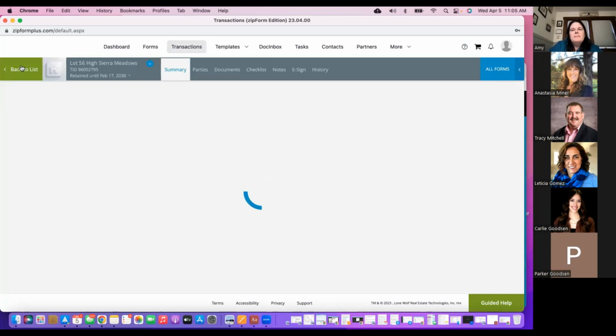When you open up your zip forms, it may take you to the transaction tab, or it may take you to your dashboard tab. So your tabs are across the top of the page. You've got dashboard, forms, transactions, templates, doc and box that I've never actually clicked on, tasks, contacts, partners, and more.